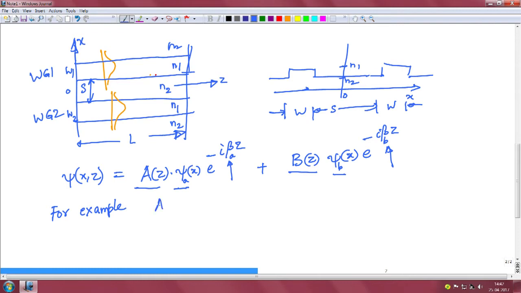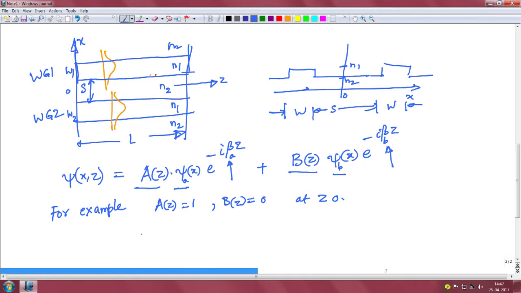Just as an example, if A equals 1 and B equals 0 at z equal to 0, it implies that psi of z is psi a of x, and the whole power of the field is concentrated only in the first mode.